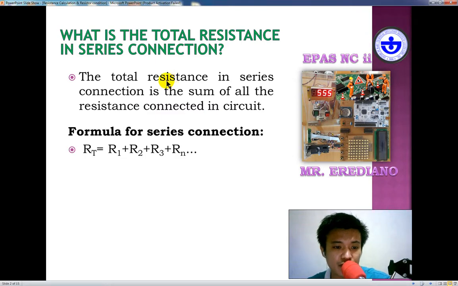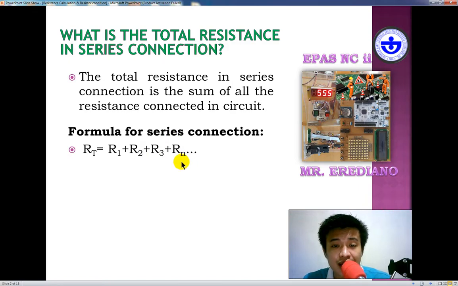So we have here the formula. The formula for series: the total resistance, RT or R sub T, is equal to R1, which refers to the resistance of the first resistor in your circuit, plus R2, the resistance of resistor number 2 in your circuit connection, then plus R3, the third resistance in your circuit, plus Rn.